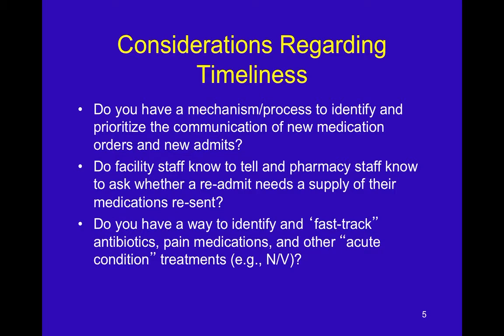So the first thing is, how does a nursing home have a mechanism to identify and prioritize the communication of a new medication order and a new admit? So, all nursing homes have different systems. In the prior days, a lot of those nursing homes had where they just faxed the orders to the pharmacy, and the pharmacy had a procedure that unless it was an emergency medication, that medication would be given upon the next delivery. And so, for example, somebody was starting an antidepressant.